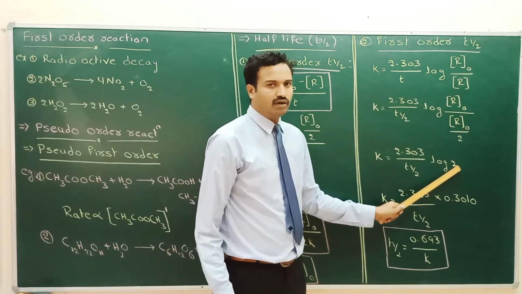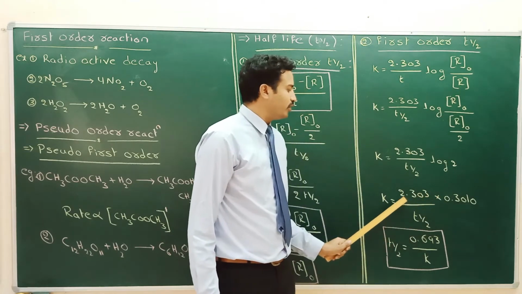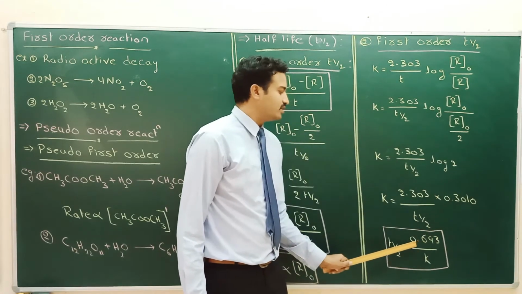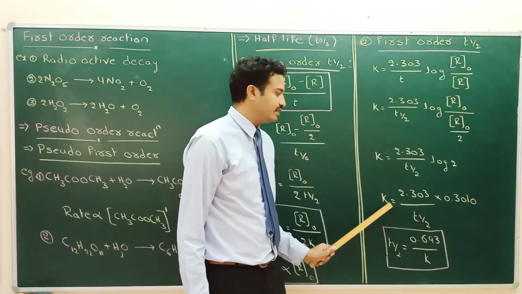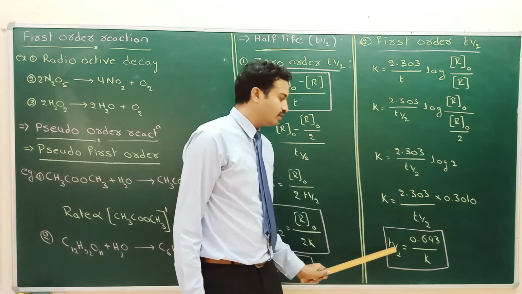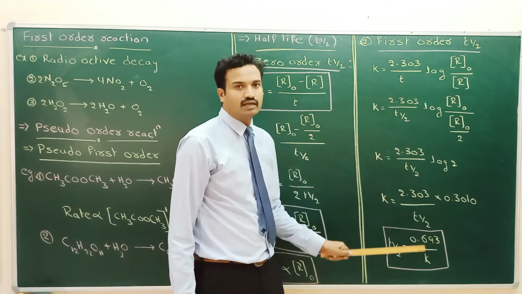We know the log 2 value is 0.3010. 2.303 into 0.3010, value is 0.693. So K is equal to 0.693 by t half. t half is equal to 0.693 by K. This is about first order half life.